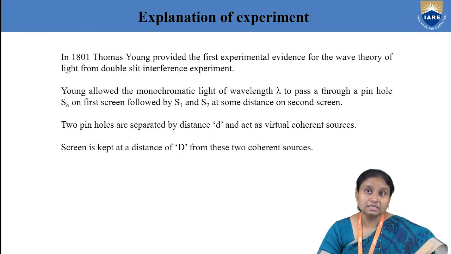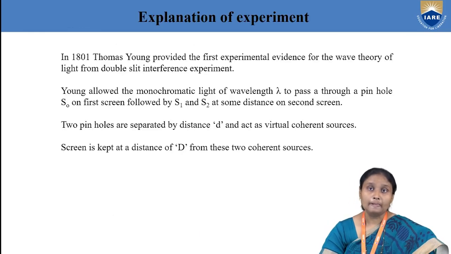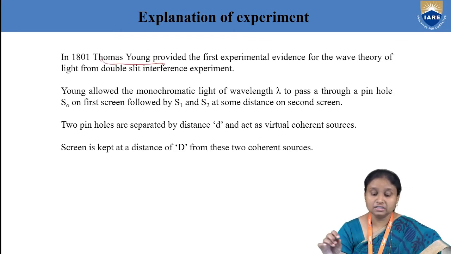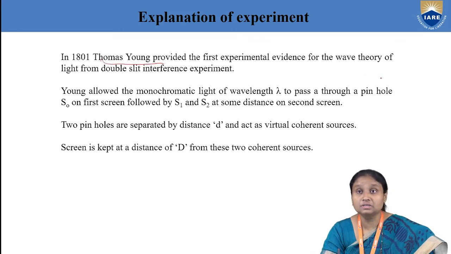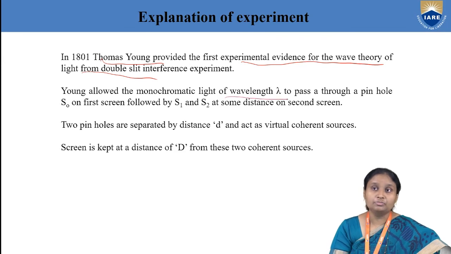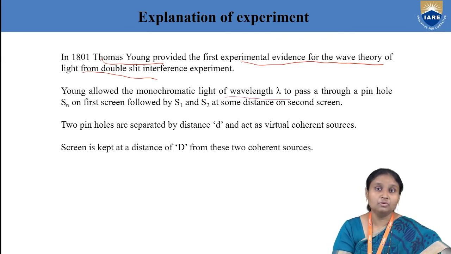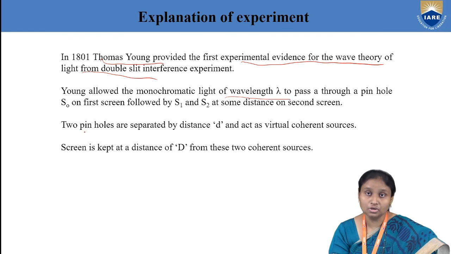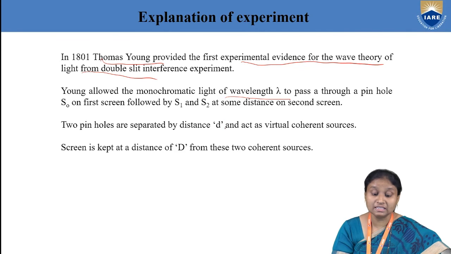So if we try to explain that experiment, as I told you, Thomas Young in 1809 was the first person able to give experimental evidence for the wave theory of light, and that too by using the double slit interference experiment. What he did here is he allowed monochromatic light to pass through a pinhole, and from that pinhole the light is made to fall on two more pinholes S1 and S2, which are separated by a certain distance. And what is the distance of separation? It is given by small d. Small d is the distance between those two pinholes.